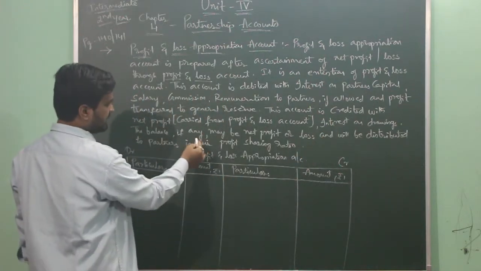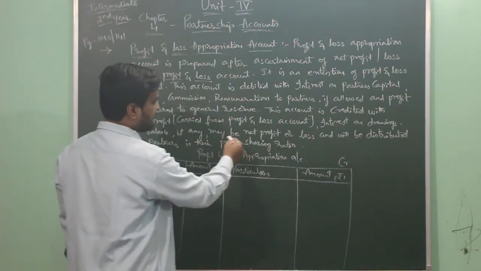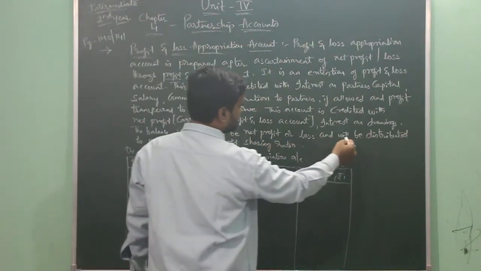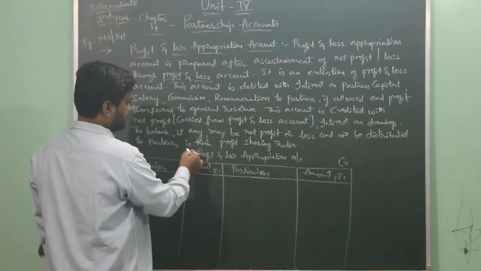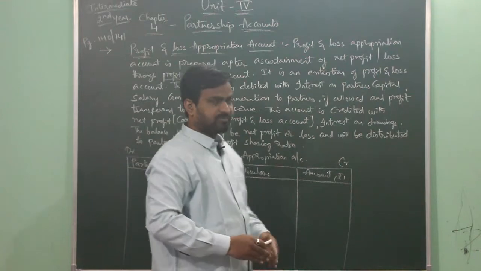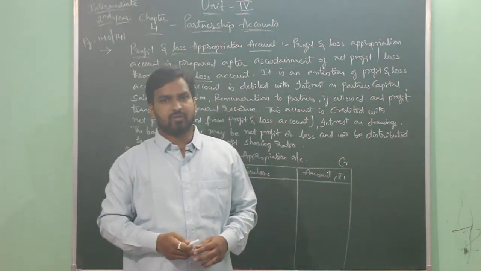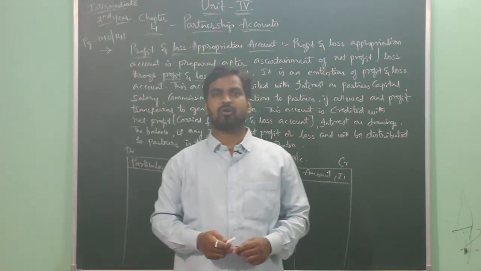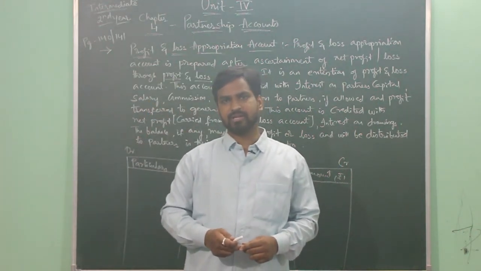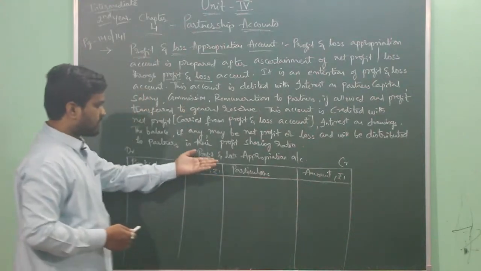The balance, if any, after crediting all these items, will be net profit or loss and will be distributed to partners in their profit sharing ratio. ये सब चीजें डेबिट और क्रेडिट करने के बाद अगर कुछ बैलेंस बचा हुआ है, and if there is profit or loss, it will be distributed among all the partners in their profit sharing ratio. Now let us prepare profit and loss appropriation account.